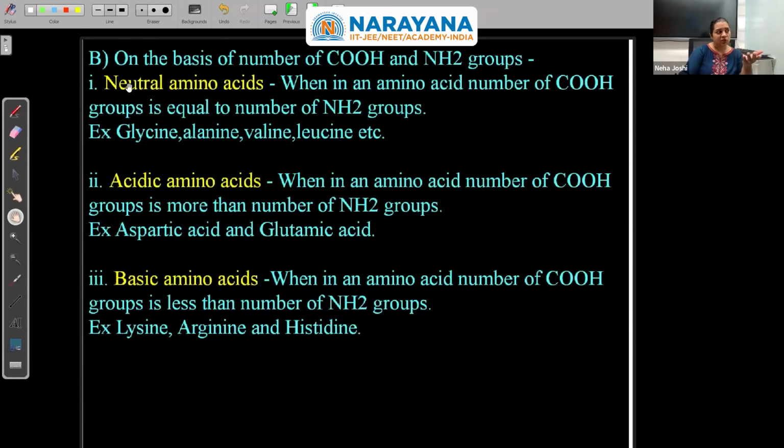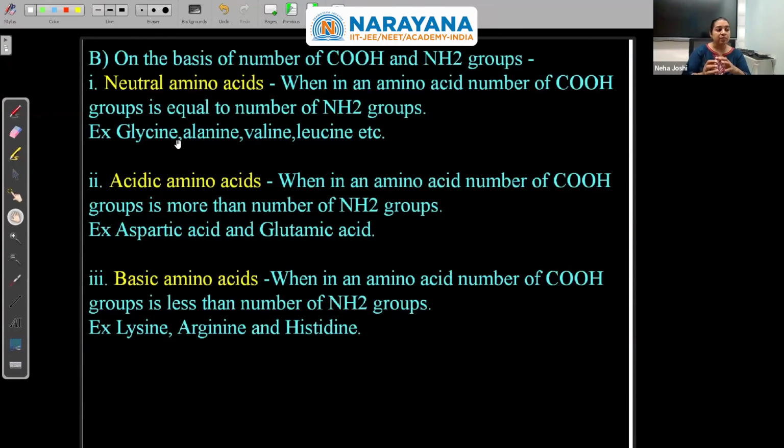So coming to the next classification of amino acid. First classification we did was essential, non-essential, and arginine and histidine are semi-essential. And to learn essential amino acids, we use that Private Tim Hall. Now we come to classification on the basis of number of COOH and NH2 groups in the amino acid. They are classified either as a neutral amino acid, when in the entire amino acid molecule the number of NH2 and COOH groups are equal. Acidic amino acid, when the number of COOH is greater than the number of NH2 groups, then it is called acidic amino acid.